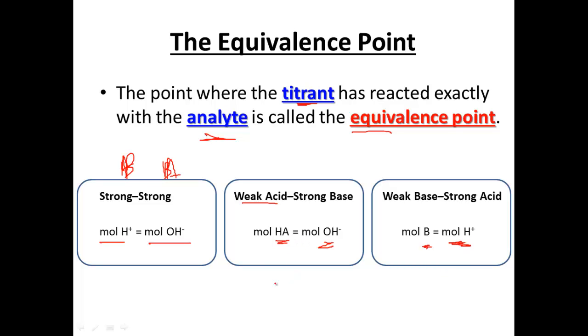As you notice, there is no combination of weak because you never do a titration where your titrant is ever weak. The titrant is never weak, so the titrant is always the second thing in the list here. You never titrate the weak acid. I guess we'll look at that later why that is.